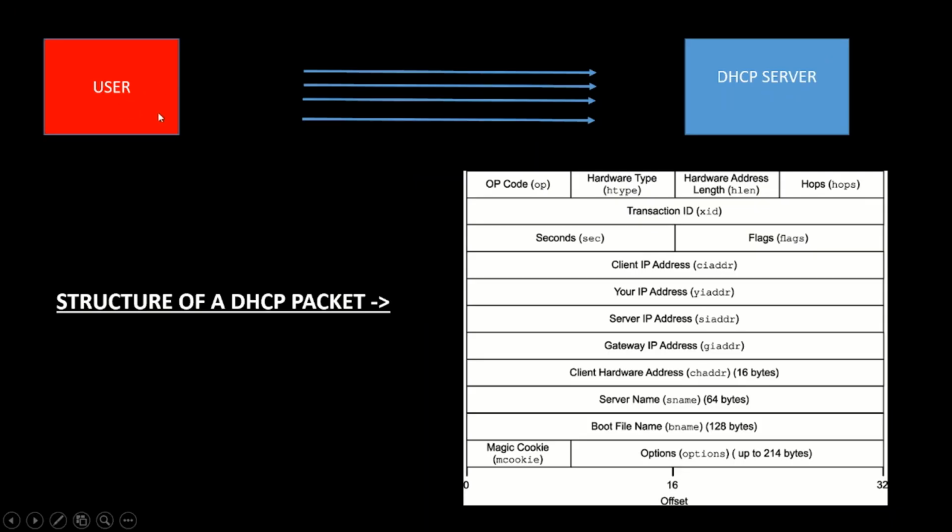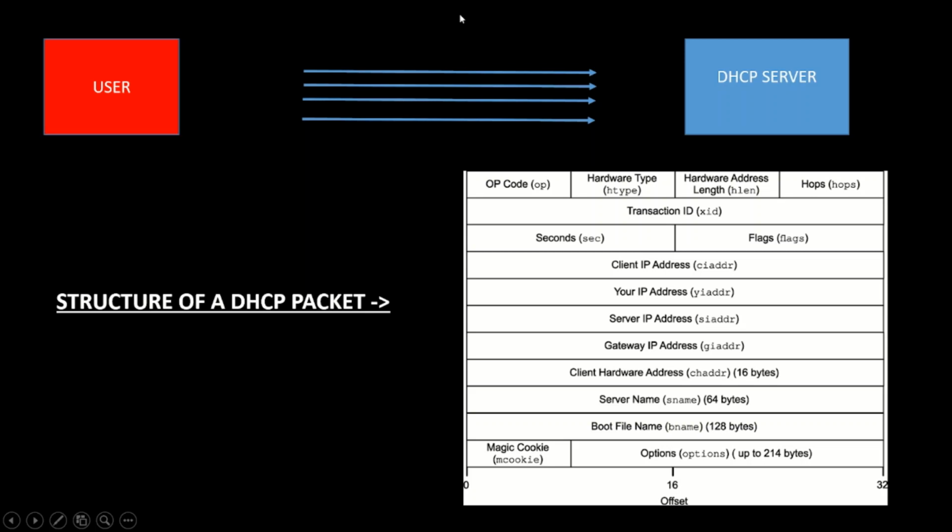The first step that would happen is this user would broadcast to the entire subnet a discover packet, very importantly, to the entire network, basically asking for an IP address. Then the DHCP server would respond with an offer packet, which would also be broadcast. This is basically the way an unassigned user and a DHCP server talk.